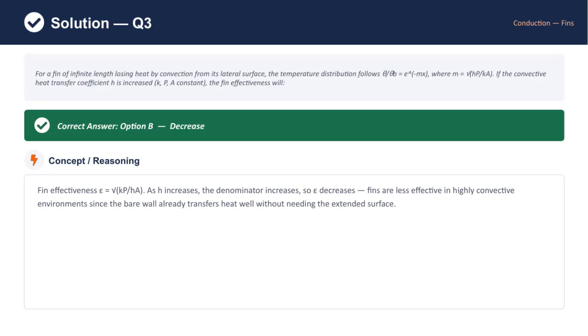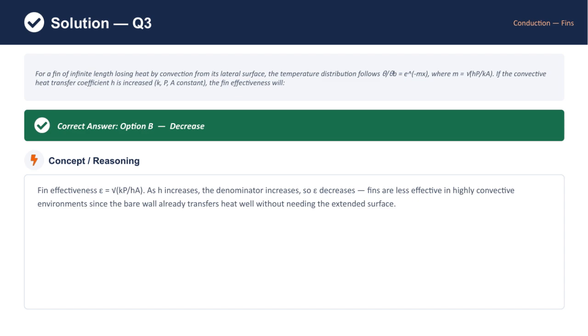Here, we're looking at the behavior of a fin of infinite length losing heat through convection along its surface. The temperature distribution along the fin is described by this exponential relationship, where theta over theta sub b equals e to the negative mx. The key factor m depends on the convective heat transfer coefficient h, the fin's perimeter P, thermal conductivity K, and cross-sectional area A.